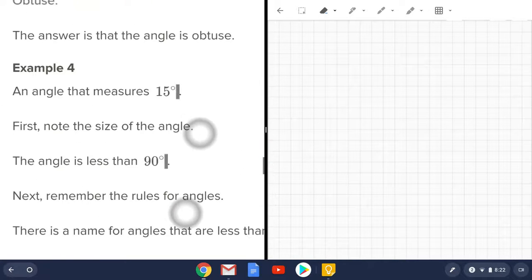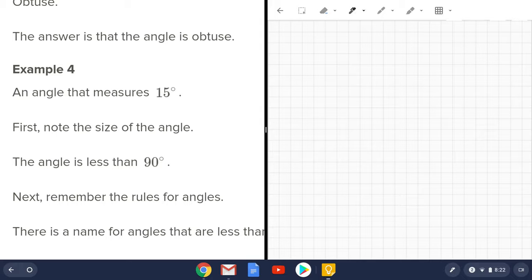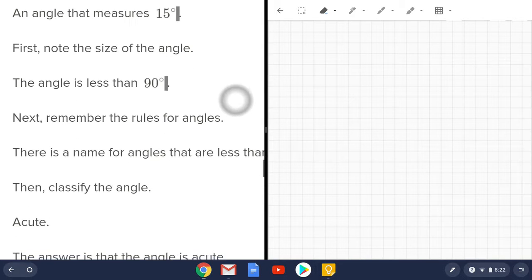Example 4. We have an angle that measures 15 degrees. So 15 degrees. Is that 90 degrees? Is 15 degrees equal to 90 degrees? Nope. So we know it's not a right angle. What do we call angles that are less than 90 degrees? We call them acute angles. So it is an acute angle.